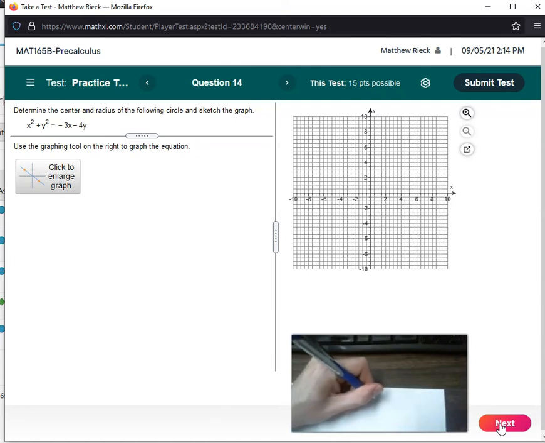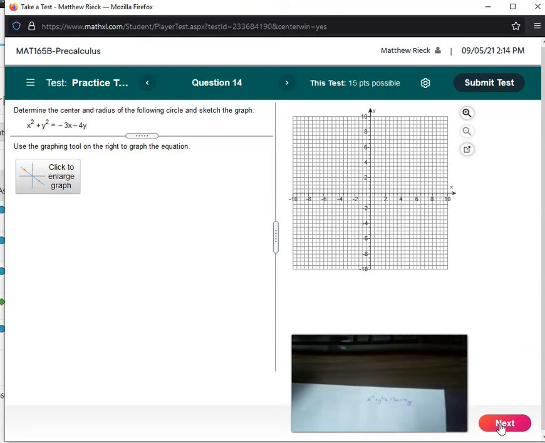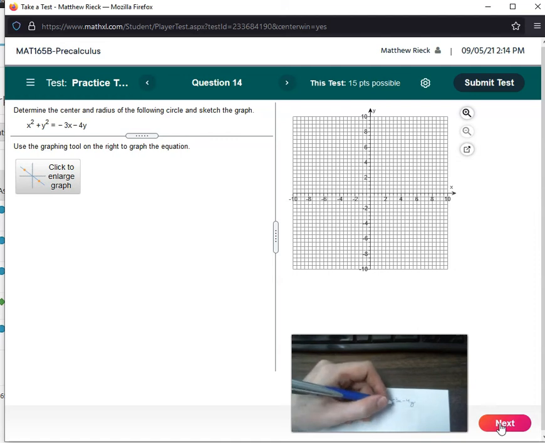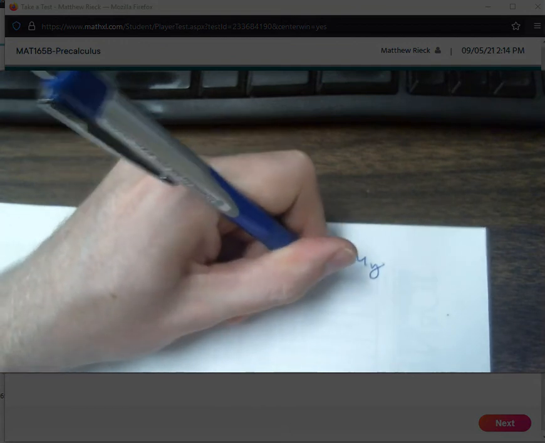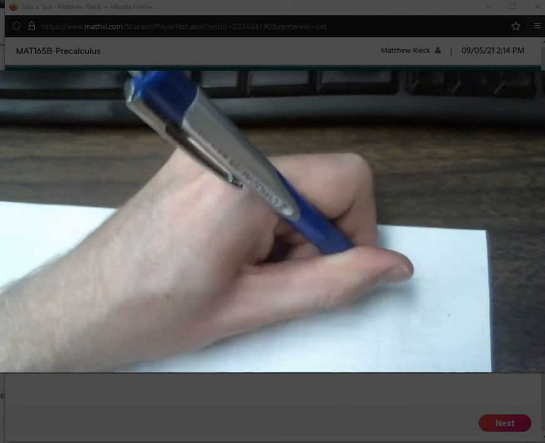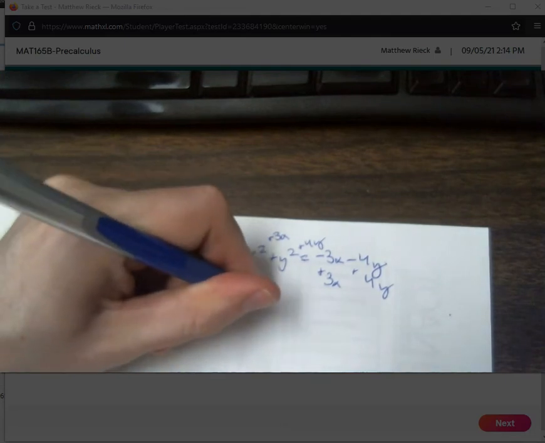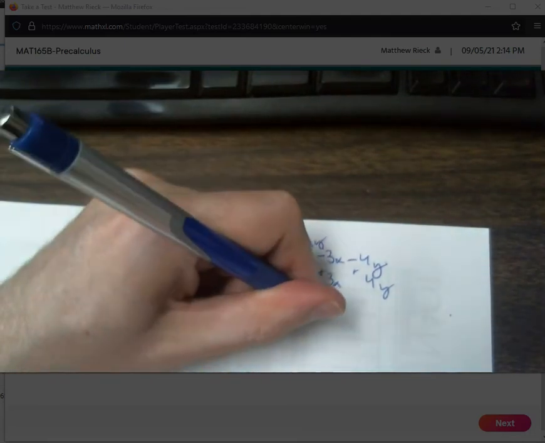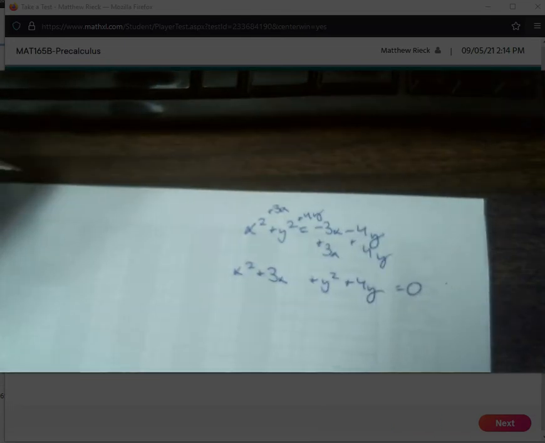All right. So you have x squared plus y squared equals negative 3x minus 4y. All right, so to start off, we're going to add 3x, so we're going to get our variables by themselves on one side and a constant over on the other side. So you have x squared plus 3x plus y squared plus 4y equals 0.